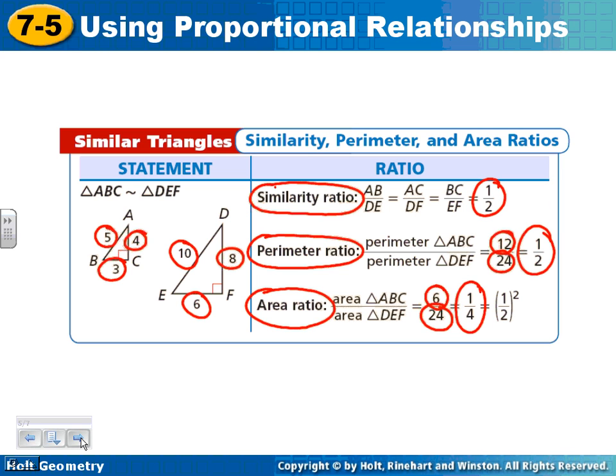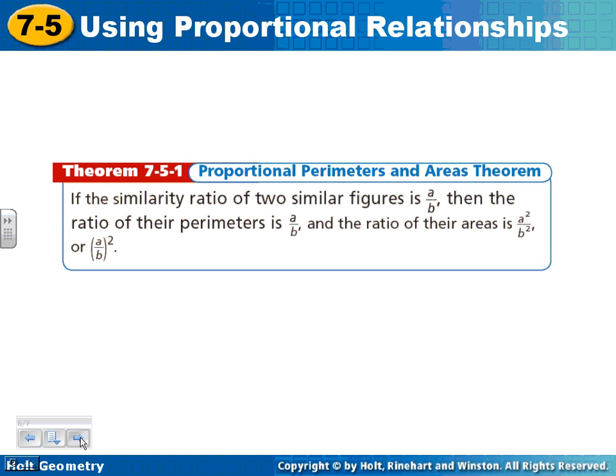That's always the pattern. Let me give you another example. If your scale factor, let's say, was 1/4, the ratio of your sides, then your perimeter ratio would be the same, 1/4. But your area ratio would be 1/4 squared, or 1/16. That's always the pattern it's going to take. Knowing that, on the next slide, I've just summarized it. If the similarity ratio of two similar figures is A over B, then the ratio of their perimeters is also A over B, and the ratio of their areas is A squared over B squared, or A over B squared, same thing.